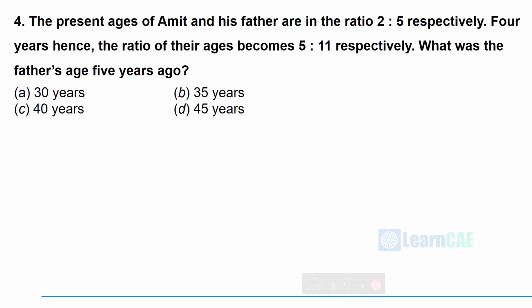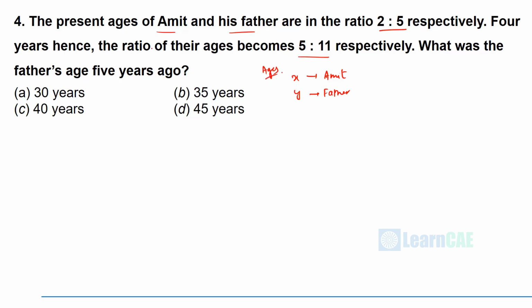Next question. The present ages of Amit and his father are in the ratio 2:5 respectively. 4 years hence, the ratio of their ages becomes 5:11 respectively. What was the father's age 5 years ago? Okay, let the ages be x and y for Amit and father respectively. Amit, father. This is the ages.